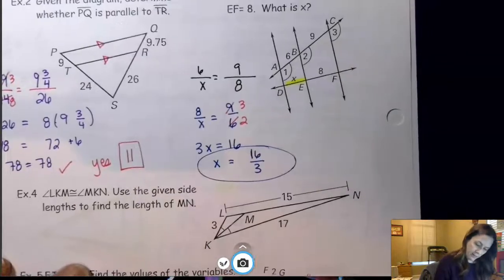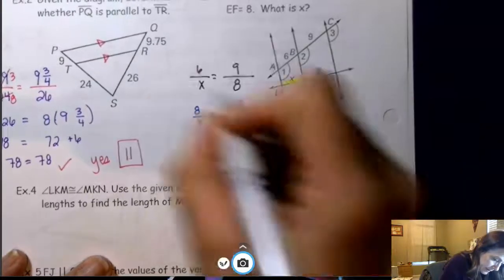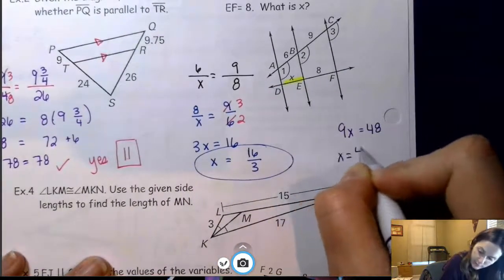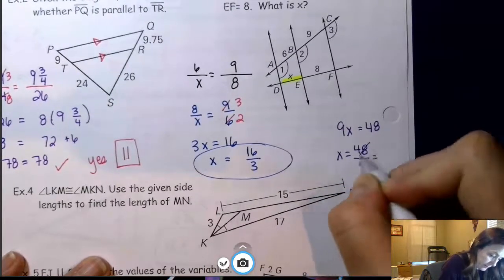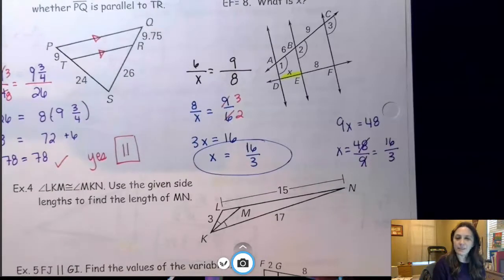Yeah, I did it the other way also. I said, well, let's say we had 9x. 6 times 8 is 48. X equals 48 over 9, divide them both by 3. You would get 16 over 3. So you're going to get the same answer either way.